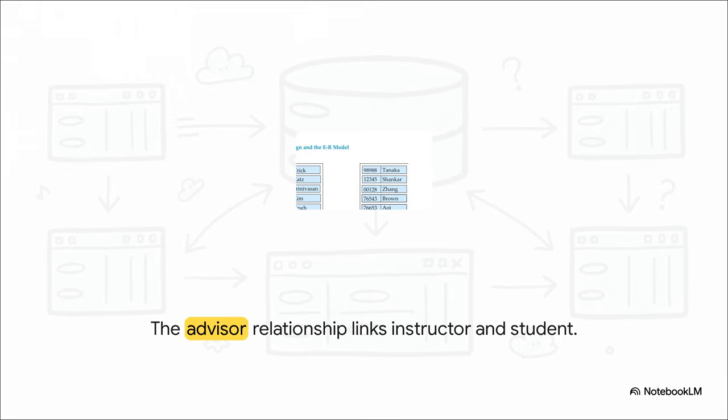Over on the left, we have the instructor entity set: Einstein, Katz, Crick. On the right, we have the student entity set: Shankar, Brown, Peltier. The lines drawn between them represent the advisor relationship. It shows exactly how individual instructor entities link directly to their advised student entities. Two distinct tables bound together by a totally clear, undeniable relationship.